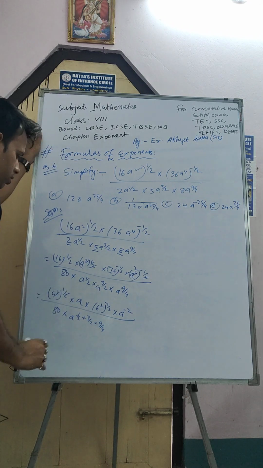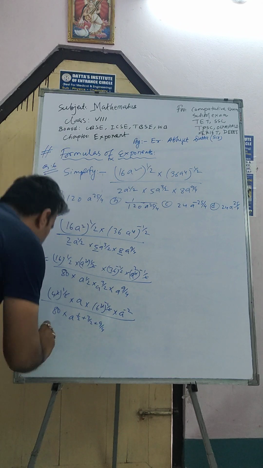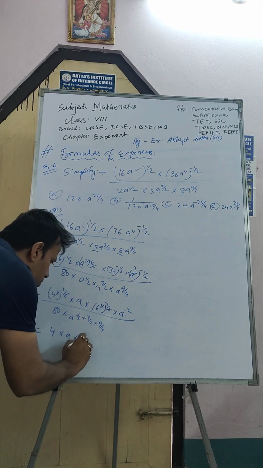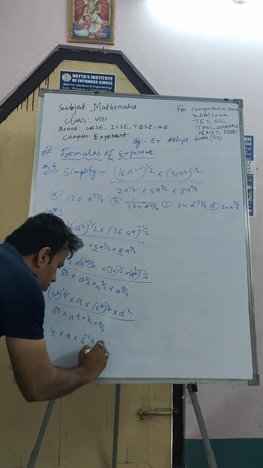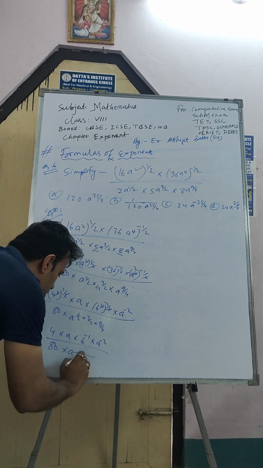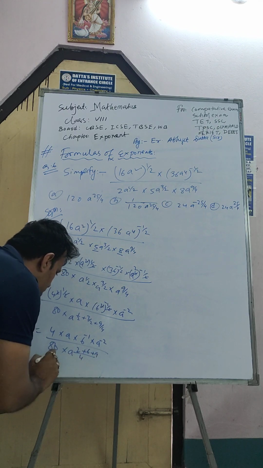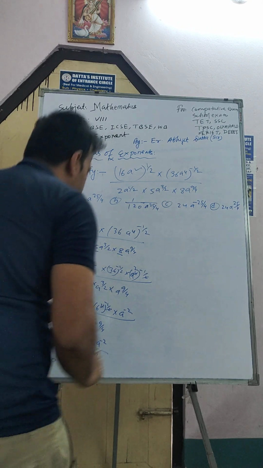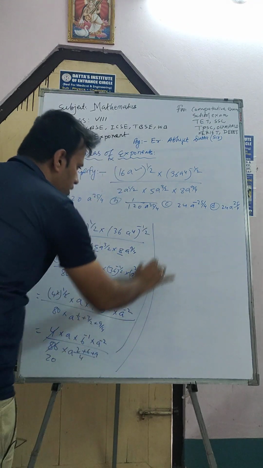This one will be cancelled, this one will be cancelled. So what will be left here? 4 will be left here, it will be a. Here will be 6 to the power minus 1, here will be a to the power minus 2, divided by 84. 2 plus 6 plus 9. If I cut this by this, it will be 20.